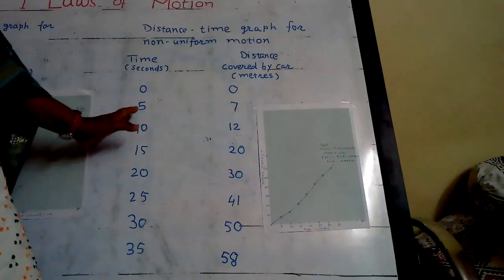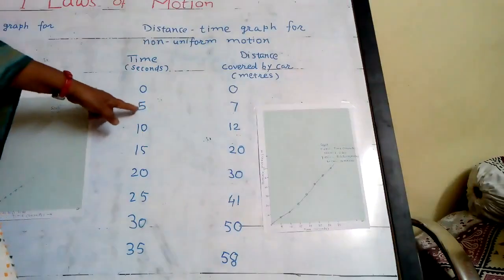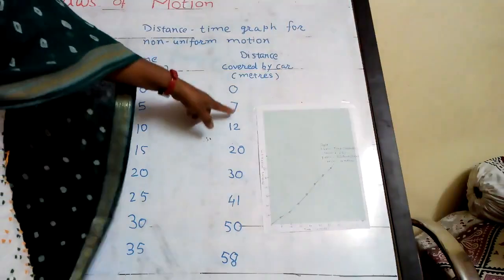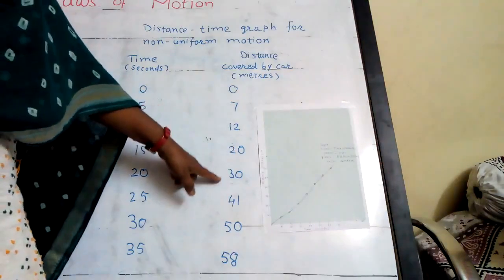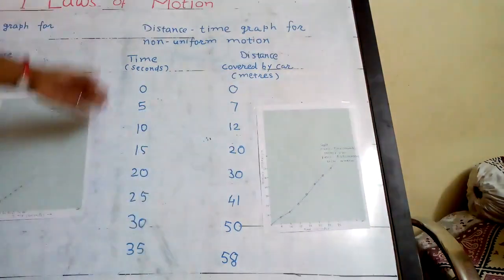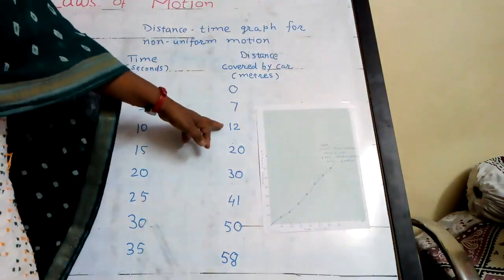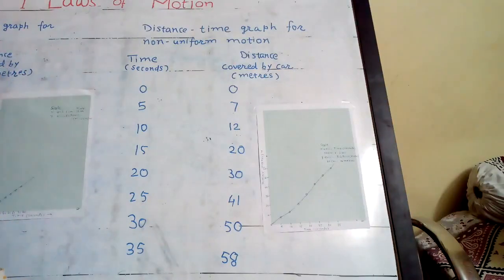Now these are the readings. Time again in seconds, distance covered by the car in meters. Now there is difference of 5 seconds. In each 5 seconds, the distance covered by the car is given: 7, 12, 20, 30, 41, 50 and 58. By observing the readings, you can understand the car has not covered equal distance in equal time intervals. In the previous example, in equal time intervals, the car has covered equal distance. So it's an example of uniform motion.